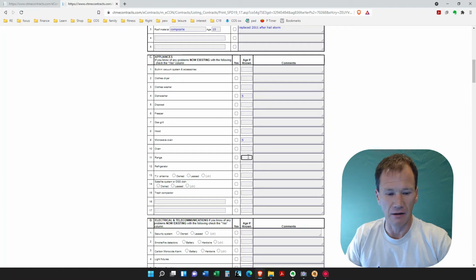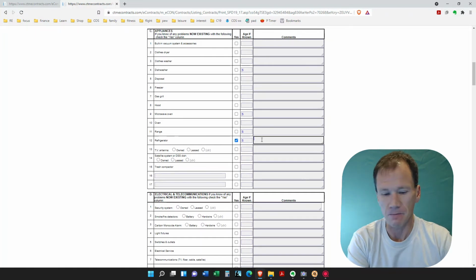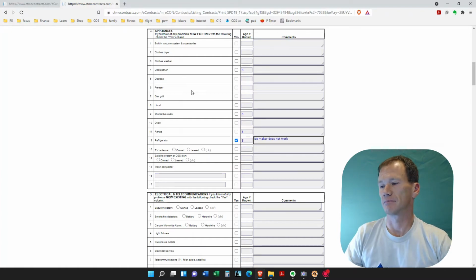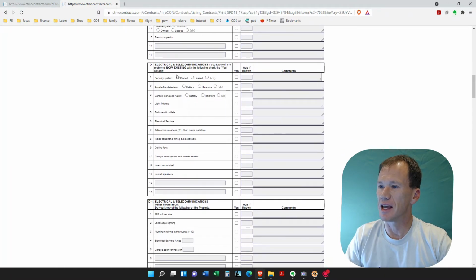In fact, I replaced all the appliances 5 years ago, and there are no problems currently existing with any of them. Let's say I'll make one up. Let's say ice maker does not work. There you go. So I just checked one. That's a now existing. If it was something that was previously wrong with the house, leave it. Keep going. Electrical and telecommunications, same thing.